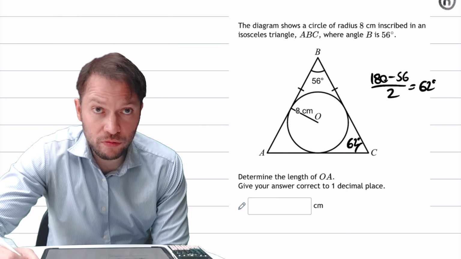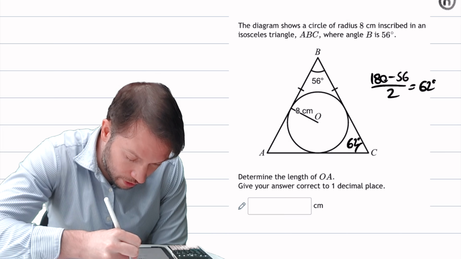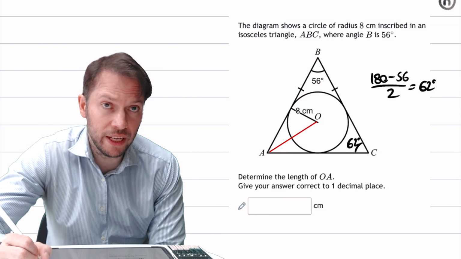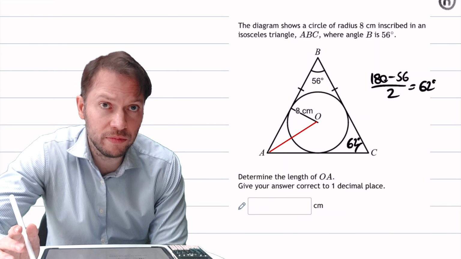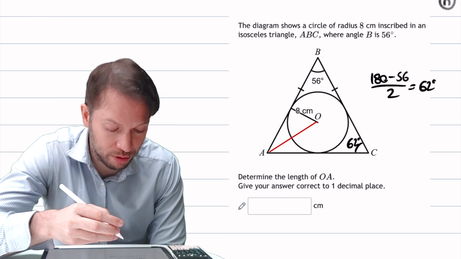Now, we need to form a right angle triangle if we want to use trigonometry. And we're trying to find the length of OA here. Now, there's a few circle theorems which are relevant here. I know you might not have covered circle theorems yet, but there's two circle theorems which I'm going to teach you, which you can use to solve this problem.